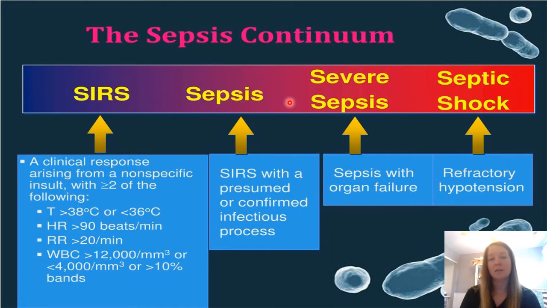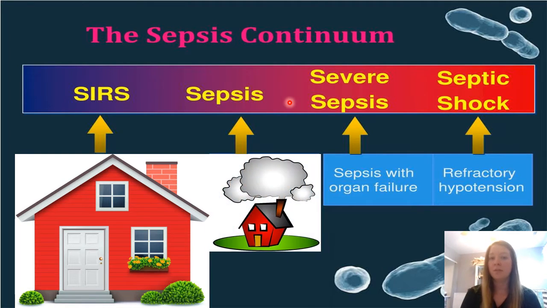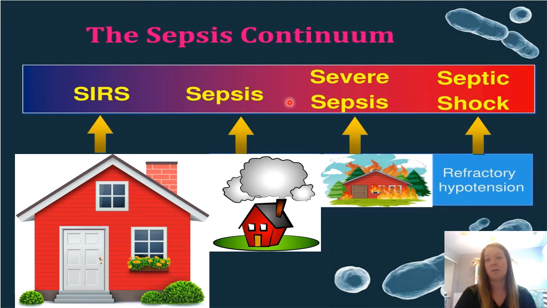So I'm going to do an analogy with a house. You have a house, everything looks fine from the outside, but as it progresses, we can now presume that there's something going on inside the body, even though from the outside everything looks okay. Now, whenever we start going into severe sepsis, we now have organ failure. So I compare this to a house that's on fire, because looking at the outside, we now see that there is a problem. We might not know what exactly that problem is, but if I'm relating this to a patient, I can see that there is organ dysfunction.